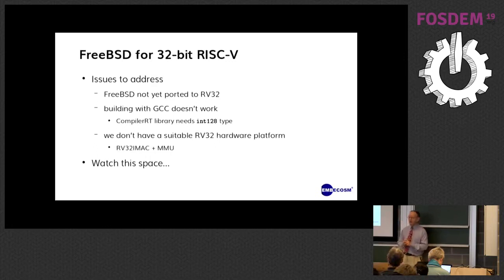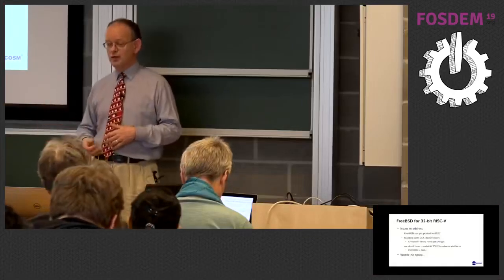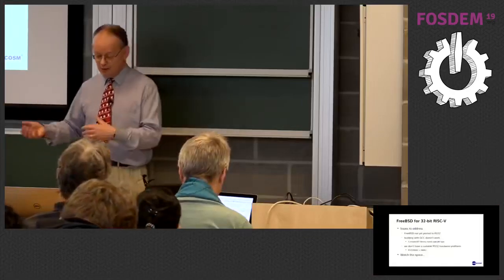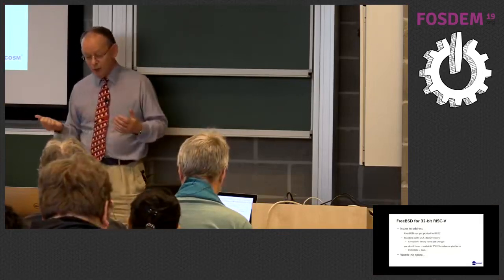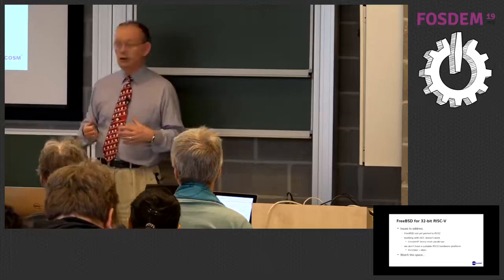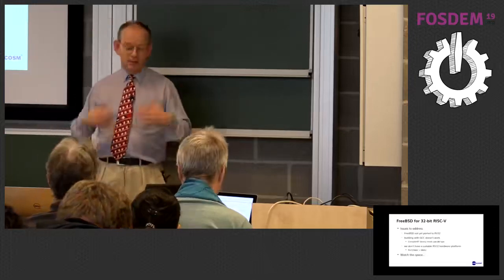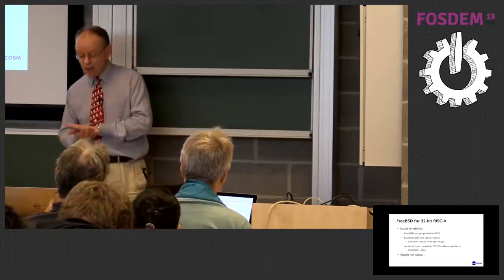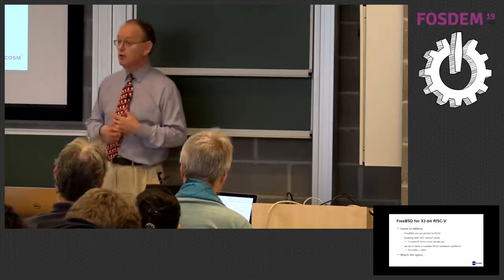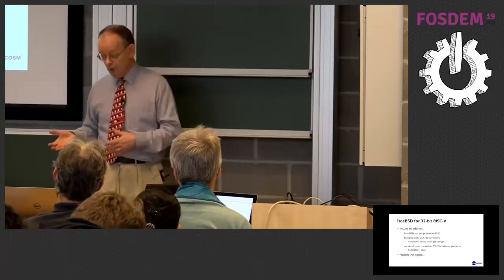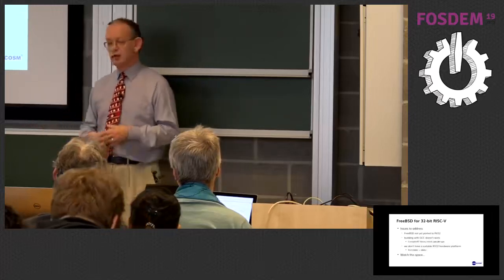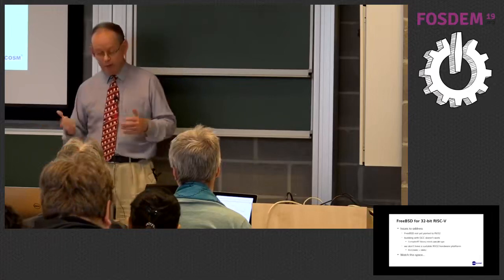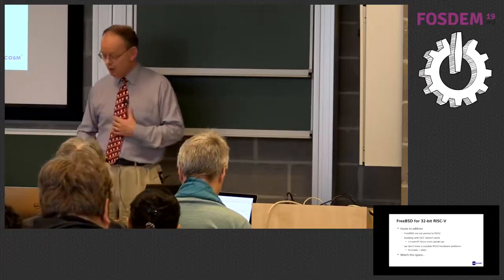We're working around it: do we make that conditional inside compiler-rt, or do we just say, let's go with LLVM and hope we fix the bugs soon? And the other thing is, we don't actually have a suitable RV32 hardware platform. We've got a software platform, obviously, in QEMU, and we're not quite sure. If anyone's got a good suggestion of a 32-bit RISC-V platform that has an MMU on it, that would be good. So that's work in progress. Watch this space, but we will bring FreeBSD up for 32-bit RISC-V.